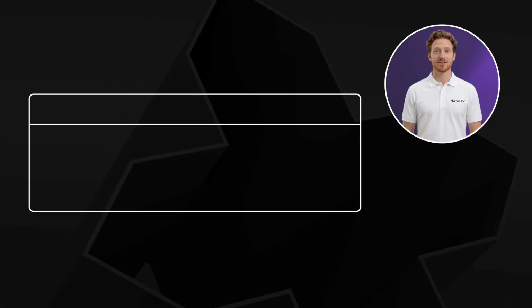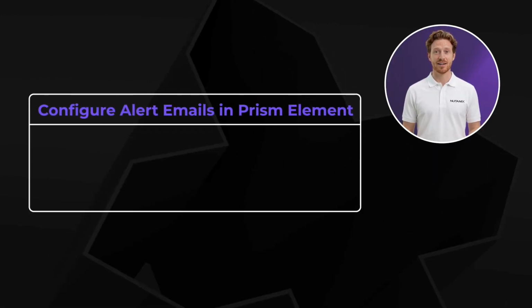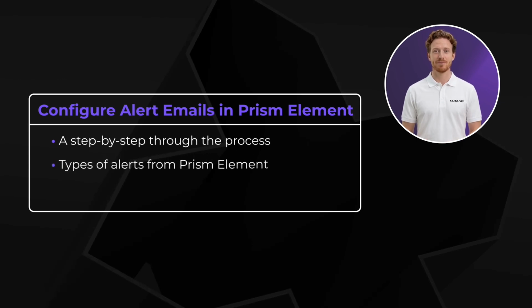While many organizations use Prism Central for centralized email management, you can also configure alert emails directly in Prism Element. First, we'll show you a step-by-step guide for this process. Then we'll talk about the types of alerts you may receive from Prism Element.